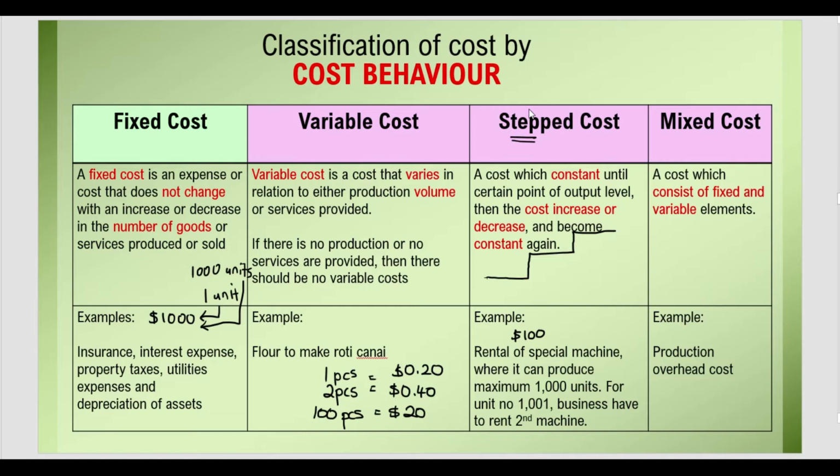The last type of cost is mixed cost. Mixed cost consists of fixed and variable elements. The general example of mixed cost is the production overhead itself. Production overhead in general consists of the mixture of variable and fixed elements. Let's look at how each of these costs will look like in a graph.